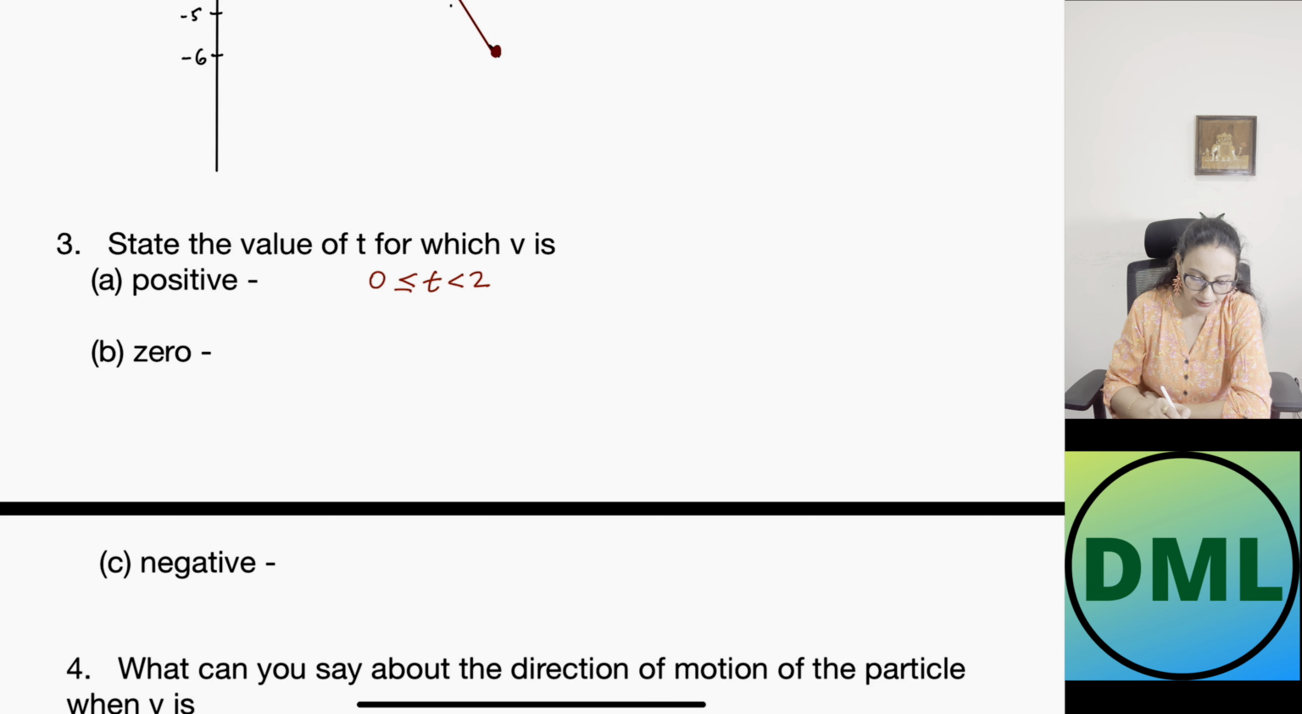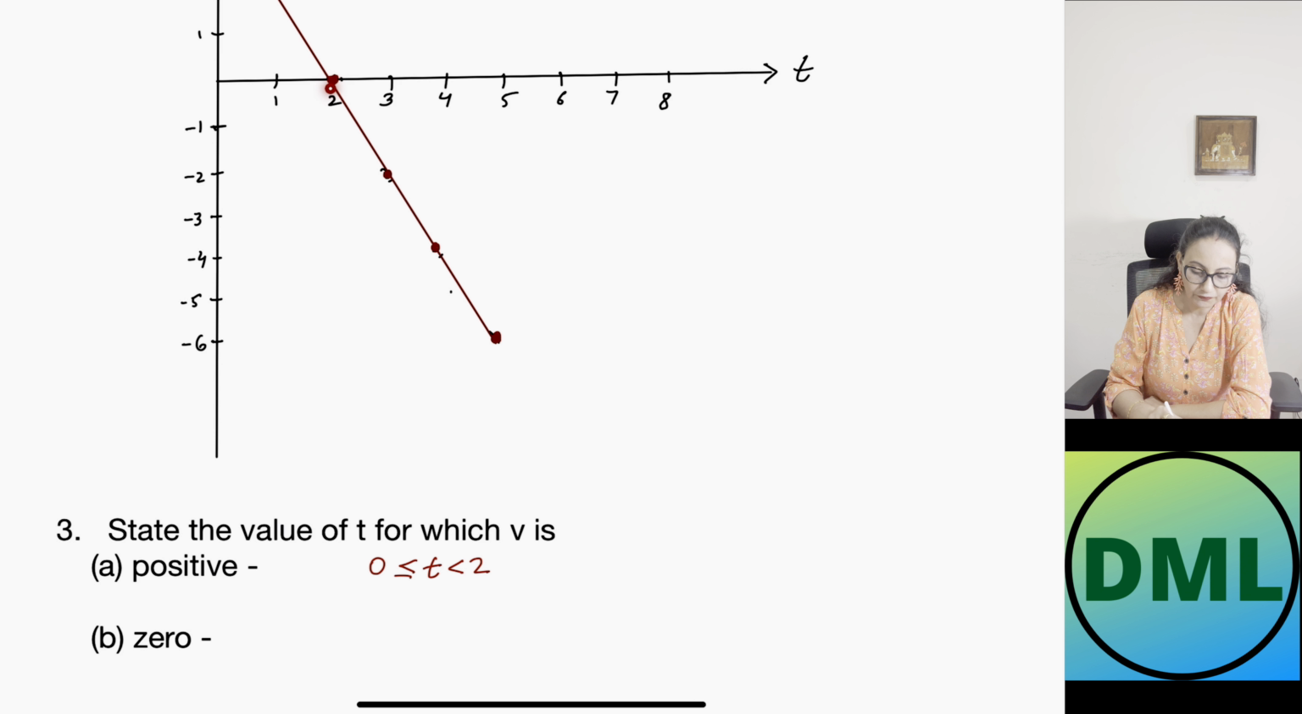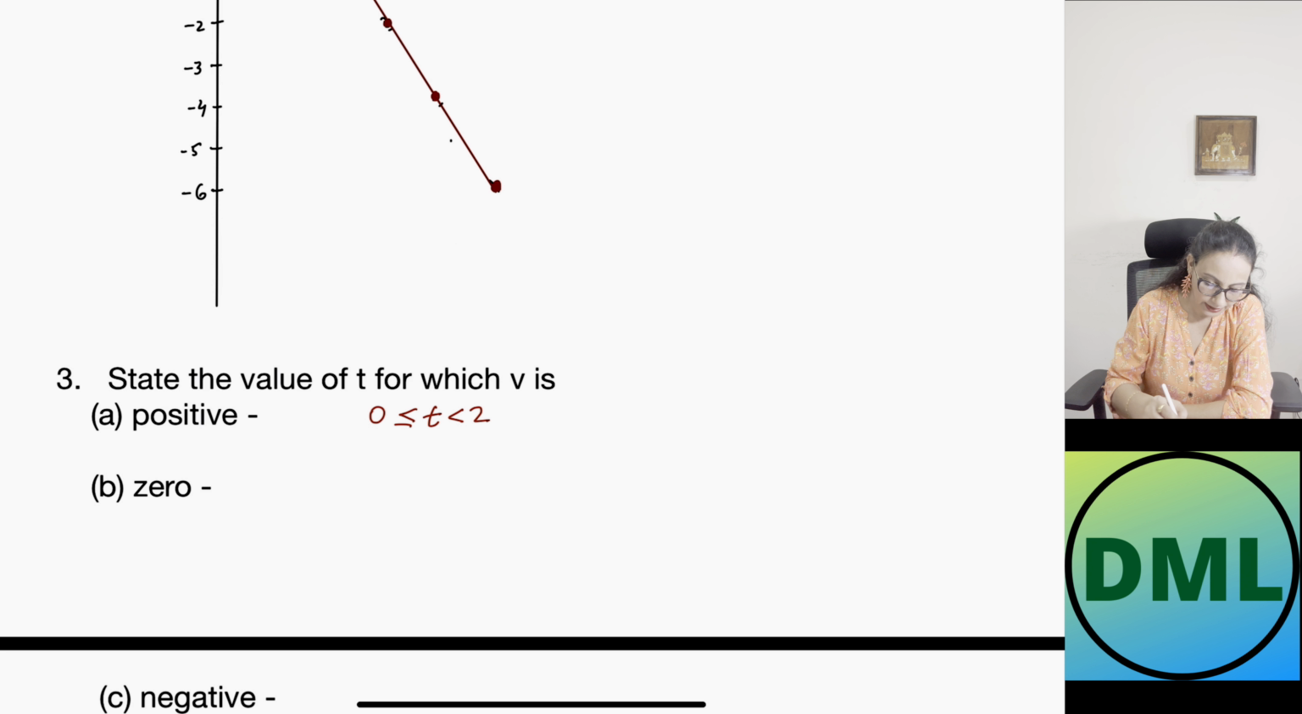Let's see the second part here, when the velocity is 0. When your velocity is 0, your velocity is 0 at time t is equal to 2. Let's write down the answer here. T is equal to 2 will be my answer.